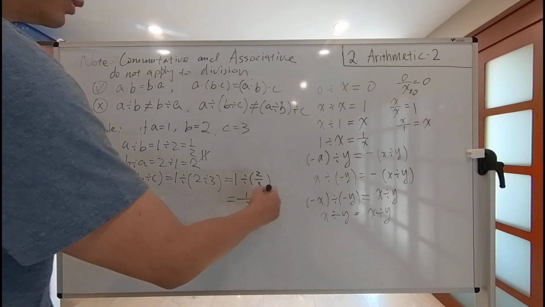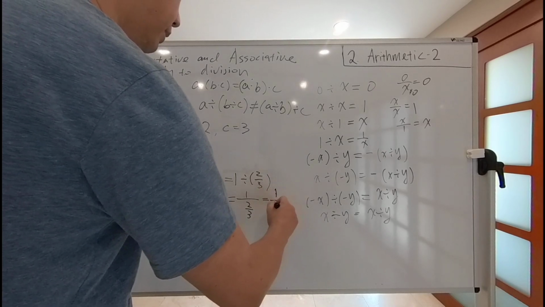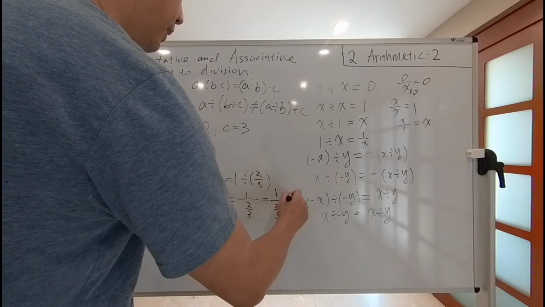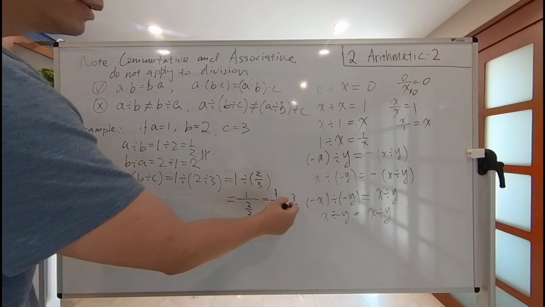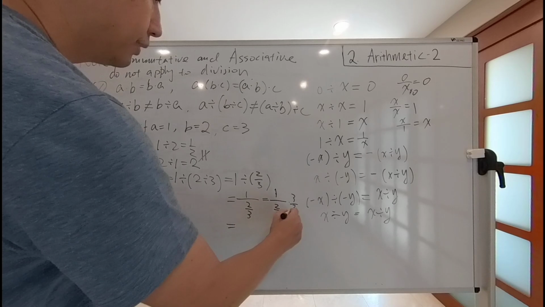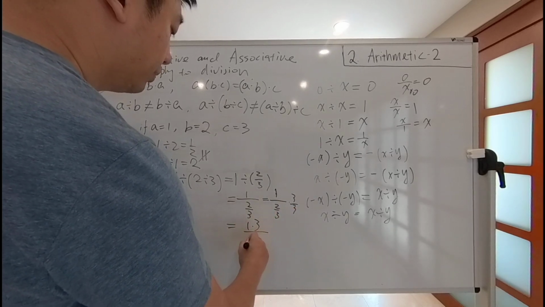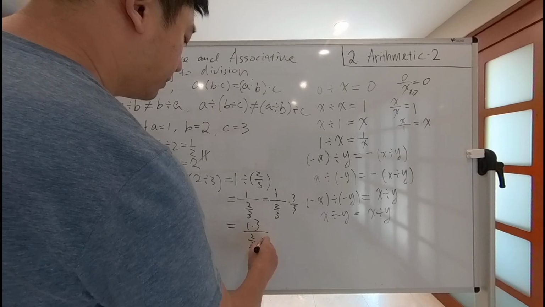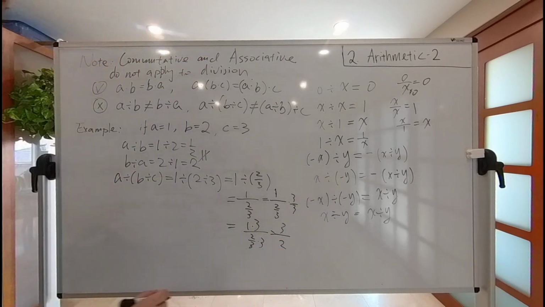can flip this over, and this is equivalent to 1 over 2 over 3 multiplied by 3 over 3, because the number doesn't change if you multiply by 1. So then the 3 and the 3 can be cancelled out. So it's 1 times 3 over 2 over 3 times 3, and then it's just 3 over 2.